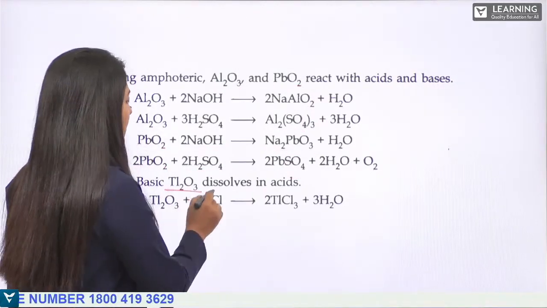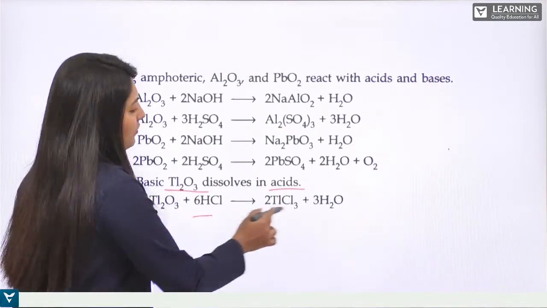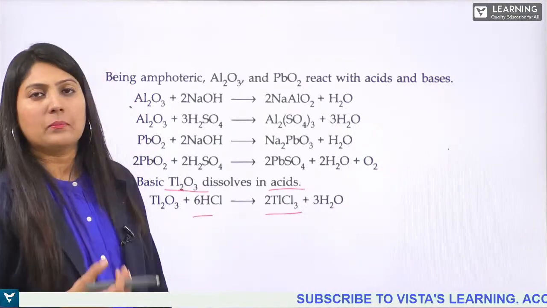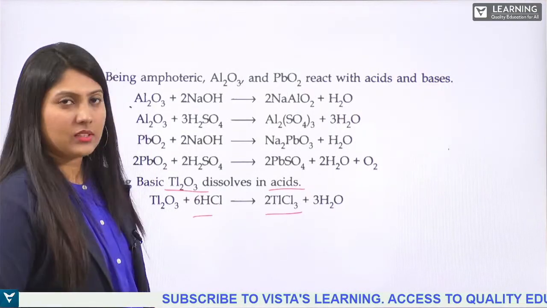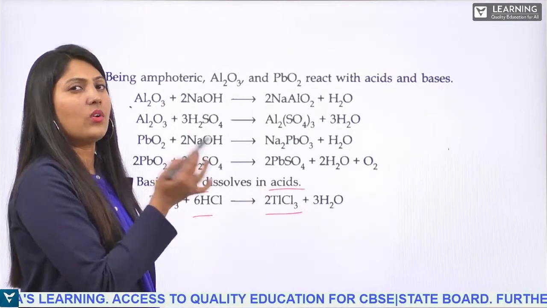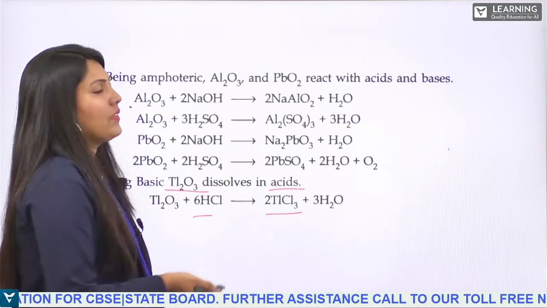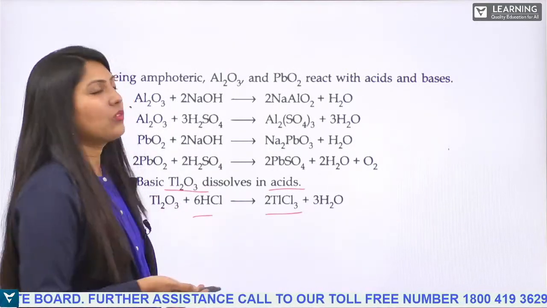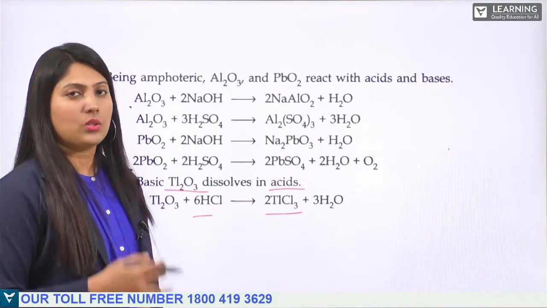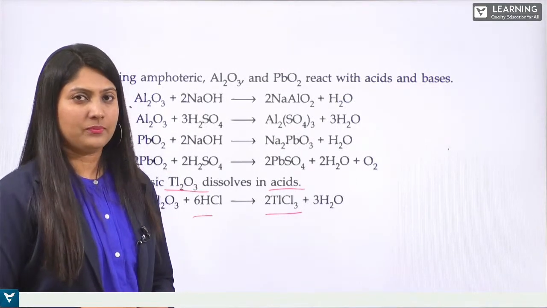And thallium oxide dissolves in acid and forms a salt, which shows that it is basic in nature. Hope you understand this, students. You need to remember, when these oxides are given, what happens when they react with acid, and what happens when they react with base. If they do not react with acid, then they are acidic in nature. If they do not react with base, then they are basic in nature. If they react with neither base nor acid, then they are neutral. If they react with both acid and base, then they are amphoteric in nature. Got it?